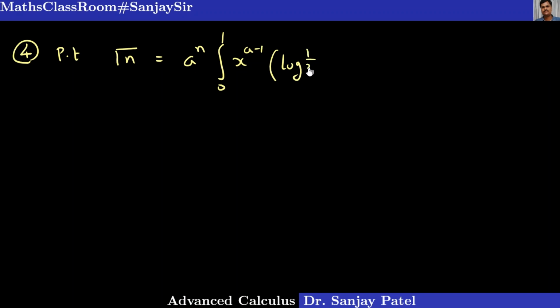Let us prove the next and the last property of this gamma function in this lecture. So result number 4: prove that gamma n is equal to a raised to n into the integral from 0 to 1 of x raised to a minus 1 into log of 1 upon x, whole raised to n minus 1 dx, where a is some constant.